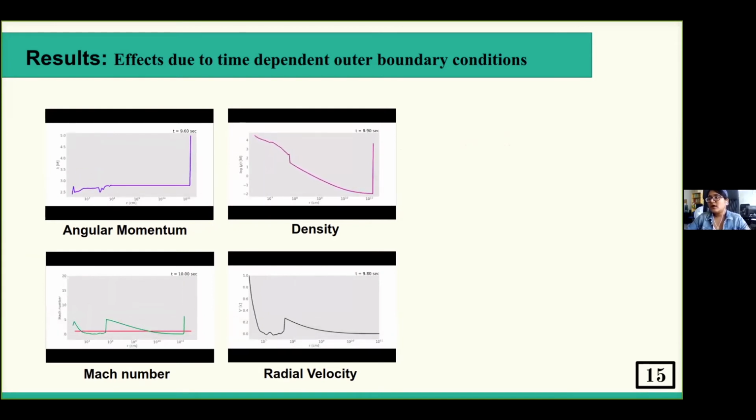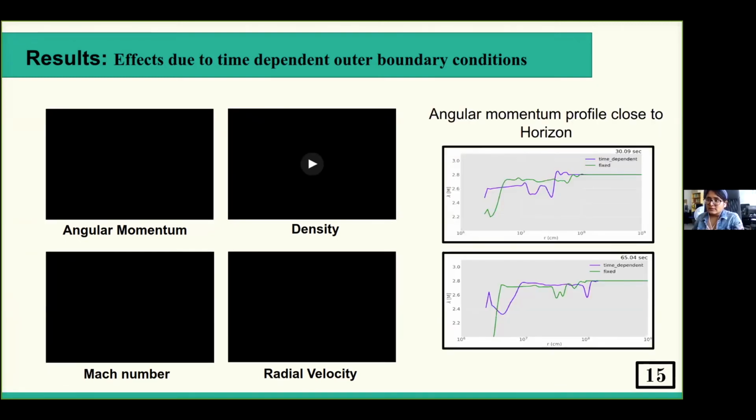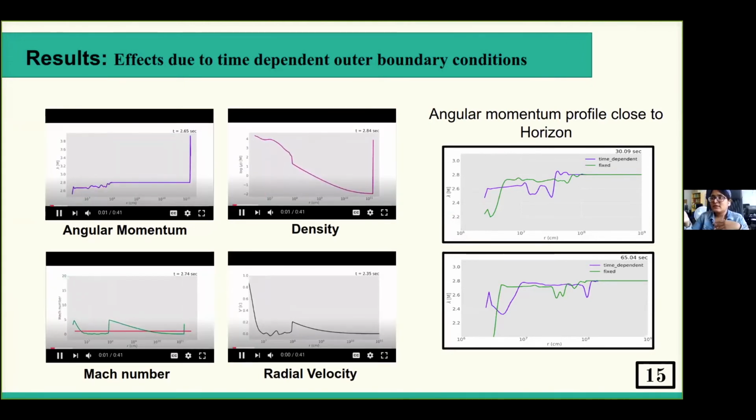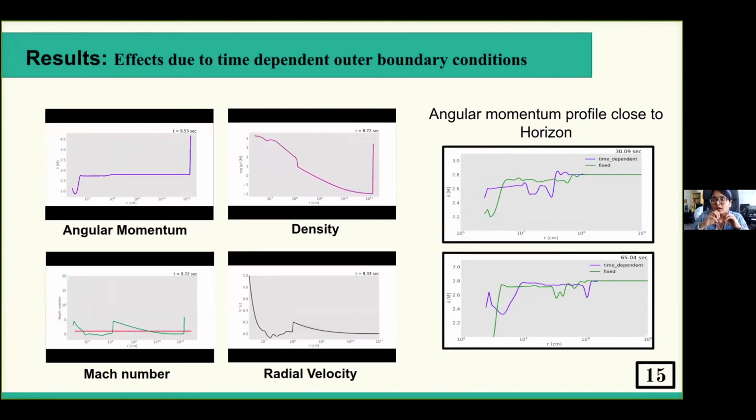Here I show some movies for various quantities such as Mach number, angular momentum, density, and radial velocity, showing changes at the outer boundary throughout the evolution of the flow till 100 seconds. So the changes at the outer boundary can be seen for these parameters. And here on the right hand side, the plots of angular momentum are zoomed in close to the horizon, showing the difference in the profile for the models with wind and without wind. The blue one is the model with wind and the green one is without wind.